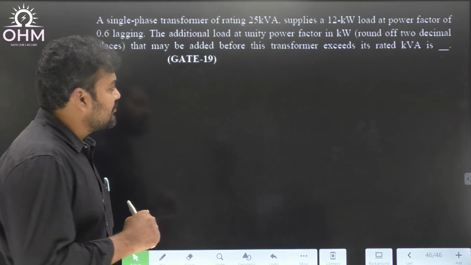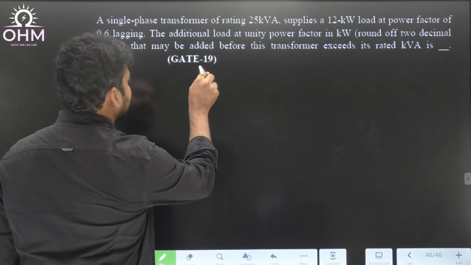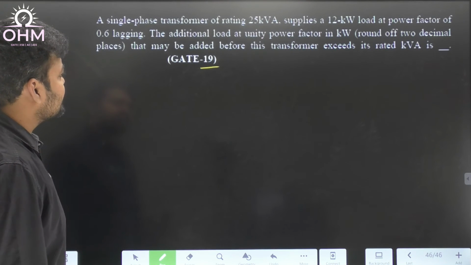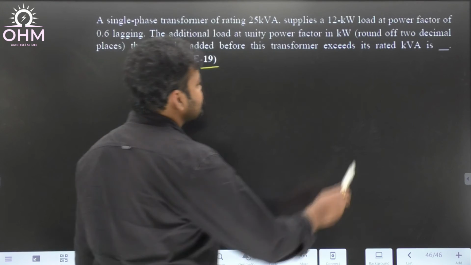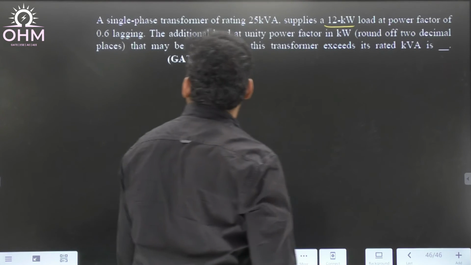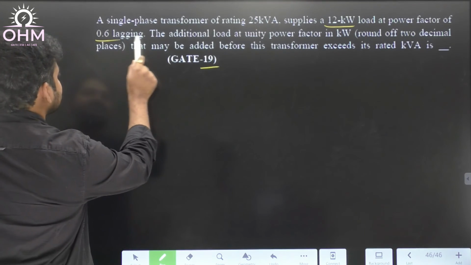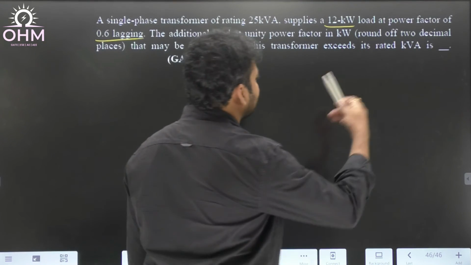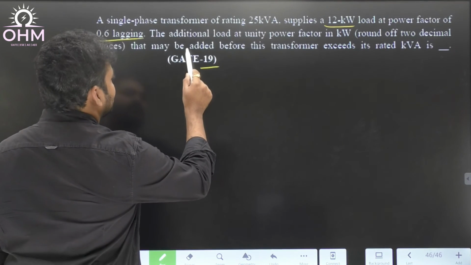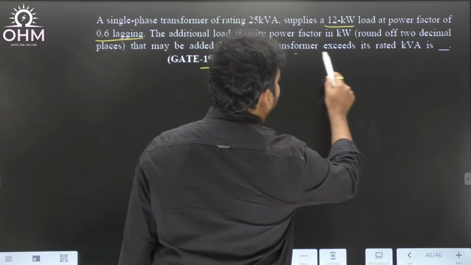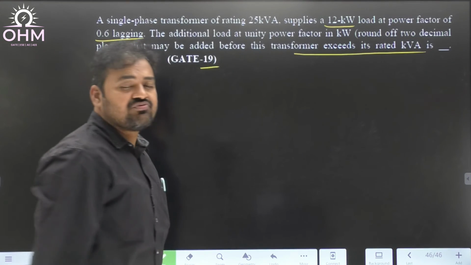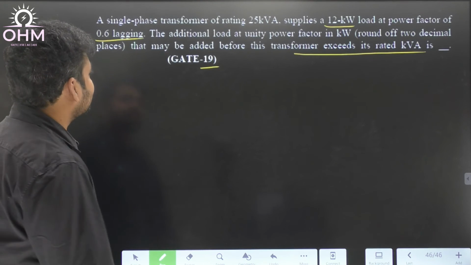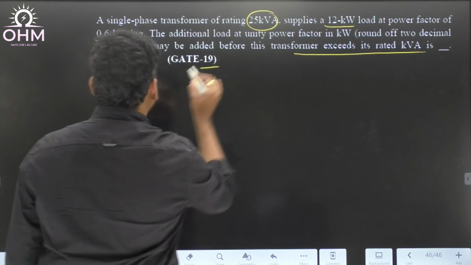Okay, let's see one more problem. This is a question from the GATE 2019 paper. Read the problem. A single phase transformer of rating 25 kVA supplies a 12 kilowatt load at a power factor of 0.6 lagging. This is the first load. The additional load at unity power factor that we can add so that the transformer does not exceed its rated kVA. That is the question. So first of all, what is the rating of the transformer? 25 kVA.